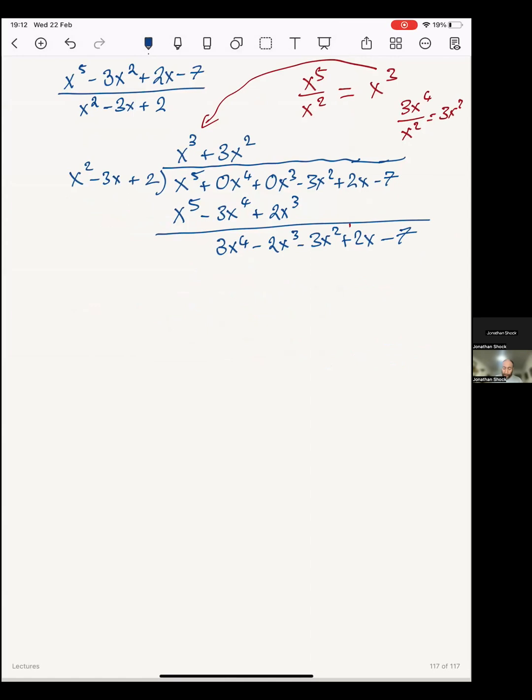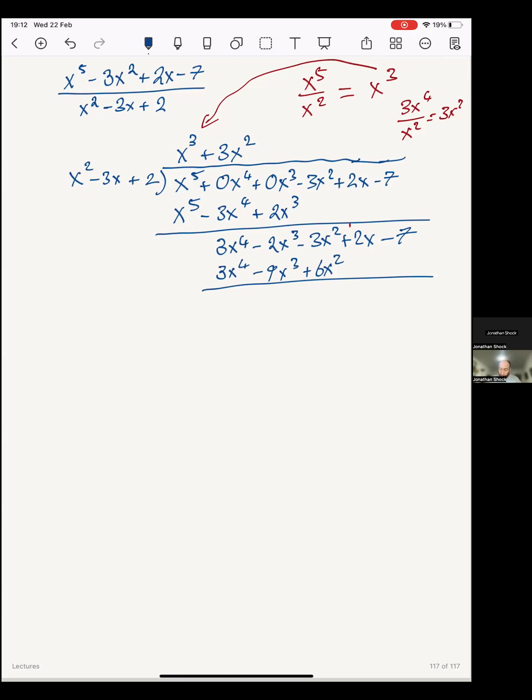3x squared multiplied by the whole of the polynomial on the left gives me 3x to the fourth. So I'm doing this term here times this here. 3x squared times all of this. So it's going to give me 3x to the fourth minus 9x cubed, 3x squared times minus 3x, plus 6x squared. And again, I do a subtraction.